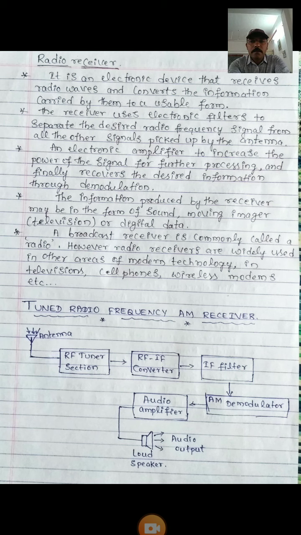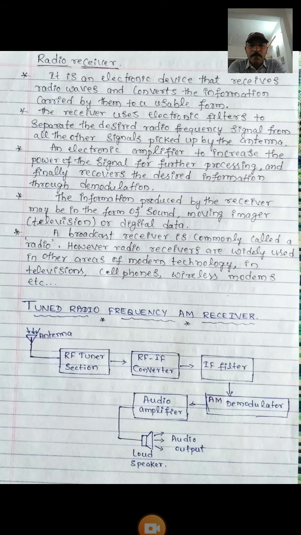Next, the information produced by the receiver may be in the form of sound, moving images or digital data. The radio receiver catches the signal, not only in the form of sound, but also moving images as used in television, or digital data, whatever it may be. So the radio receiver not only deals with sound form, it also carries moving images and digital data.